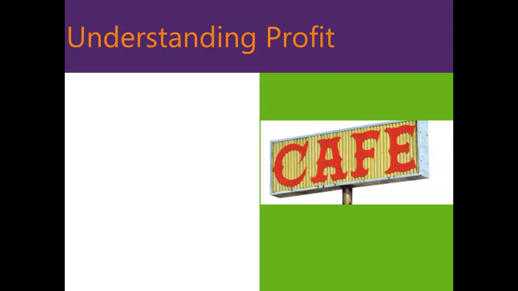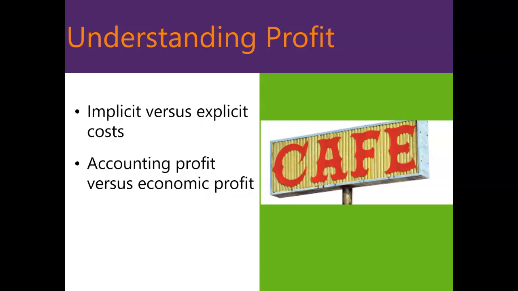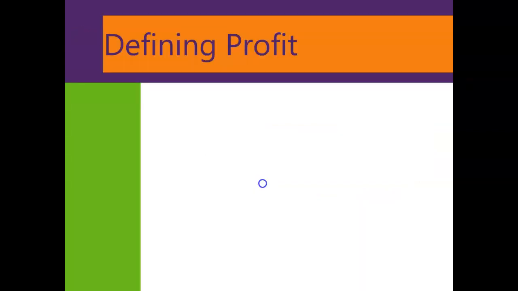So a little bit of what we're going to be addressing in this short video will be implicit versus explicit costs. Unlike the cost curves that we've been looking at, these are more definitional, just understanding that economists are very interested in implicit versus explicit costs. We're going to be talking about accounting profit versus economic profit. So we're talking about profit, we're also talking about costs. We're also going to define a term called normal profit that is very important to understand. And we'll define profit first.